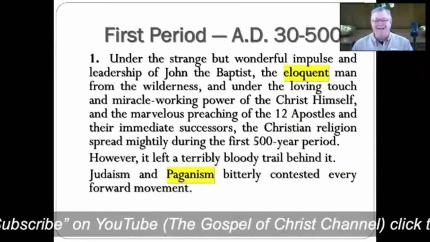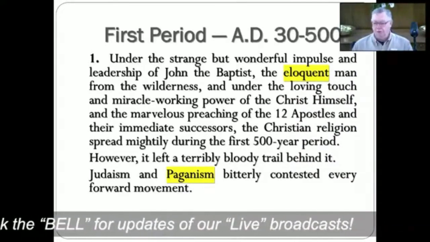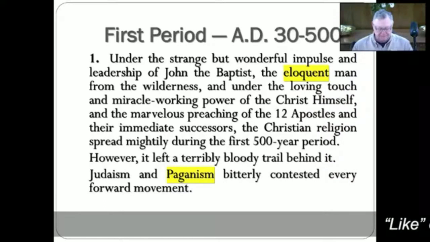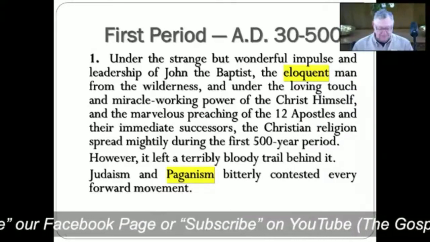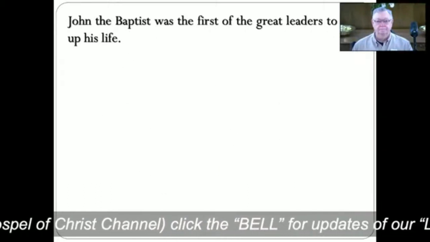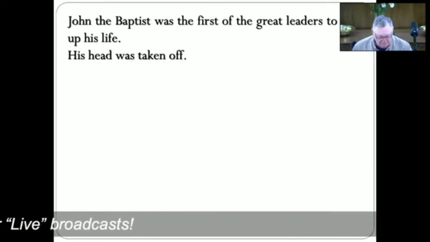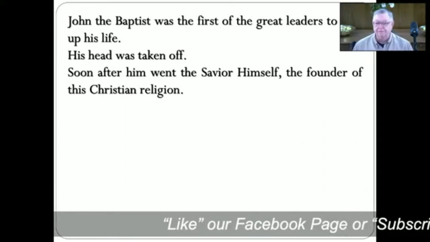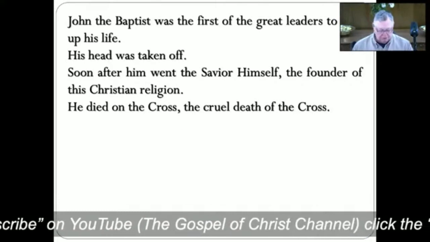Judaism and paganism bitterly contested every forward movement. John the Baptist was the first of the great leaders to give up his life. His head was taken off. I think we looked at that in some previous sessions. Soon after him went the Savior himself, the founder of the Christian religion. He died on the cross, the cruel death of the cross.